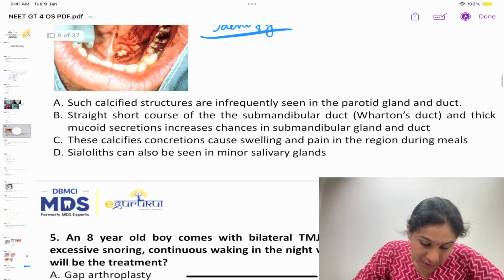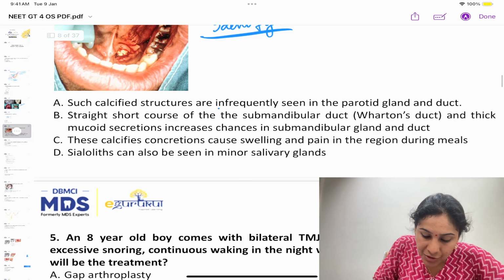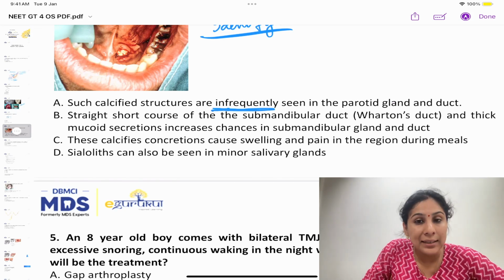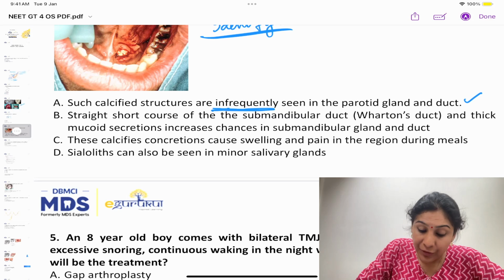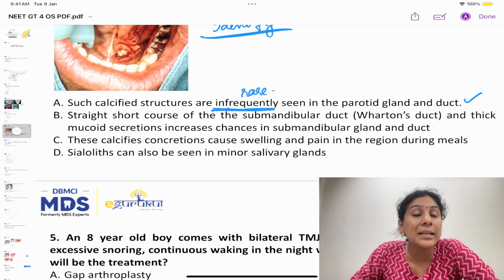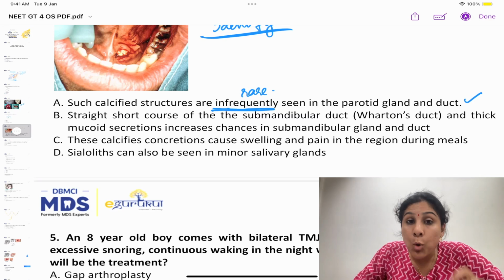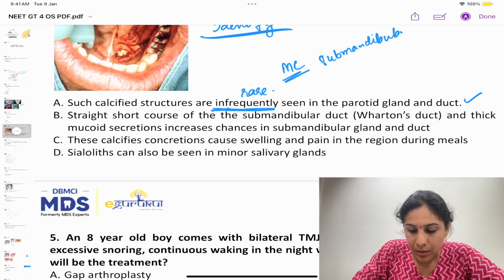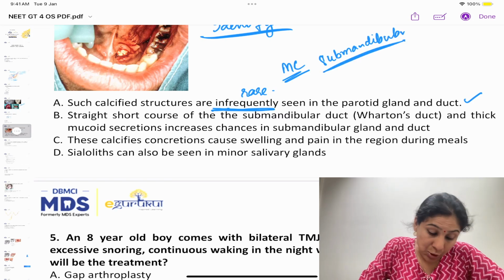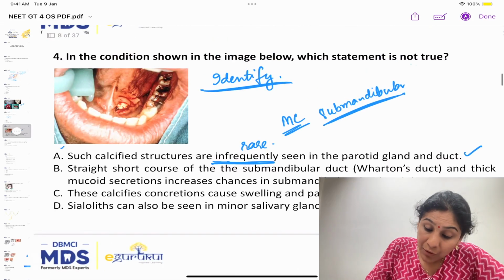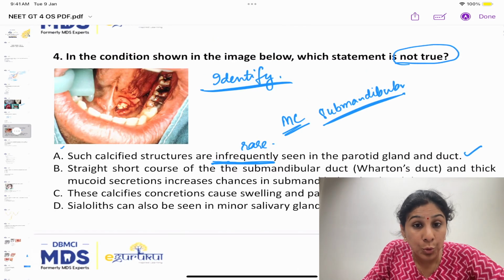Alright, now what are the options? Such calcified structures are infrequently seen in the parotid gland and duct. Very true. It is infrequent. That means it is rare to see sialoliths in the parotid gland and the parotid duct. Most common site of sialolith is the submandibular gland. We all know that. Alright. So this answer is correct. So it is not wrong. Okay. We have to find the statement which is not true.